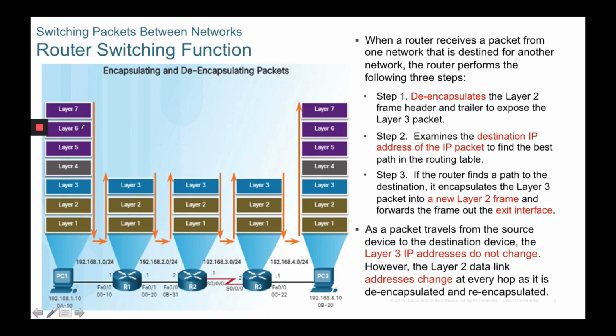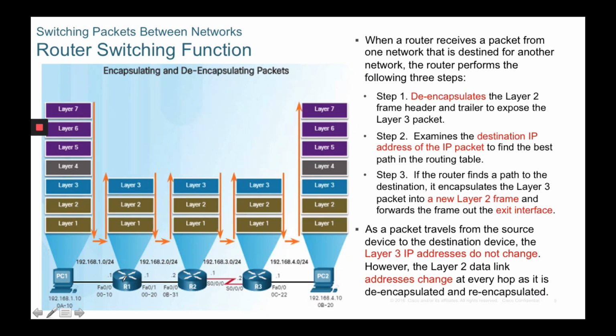Now, assuming that PC1 is sending data to PC2, the data will pass down from layer 7 to layer 6, to layer 5, 4, 3, 2, and 1. When it reaches the layer 1 cabling here, it will convert it to binary bits and pass it to the router 1 interface of FA0/0. When router 1 receives it, it is going to check the MAC address of these incoming frames, and it is going to check the IP addresses of layer 3.